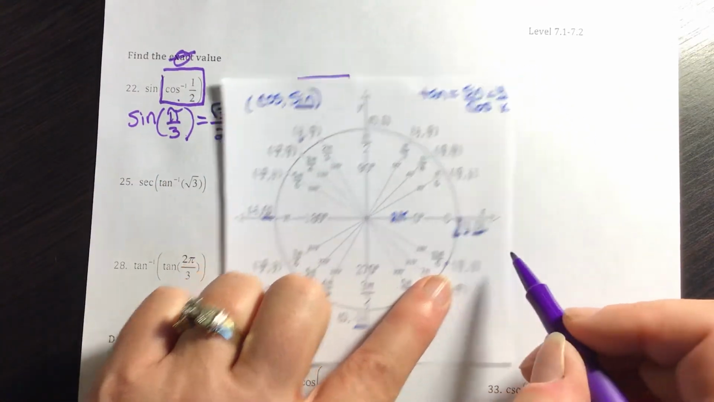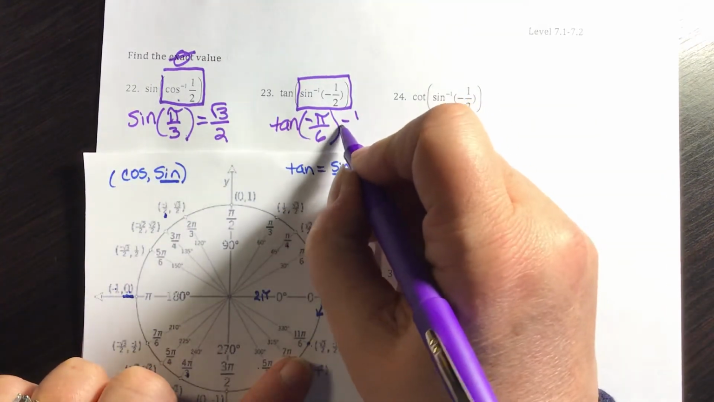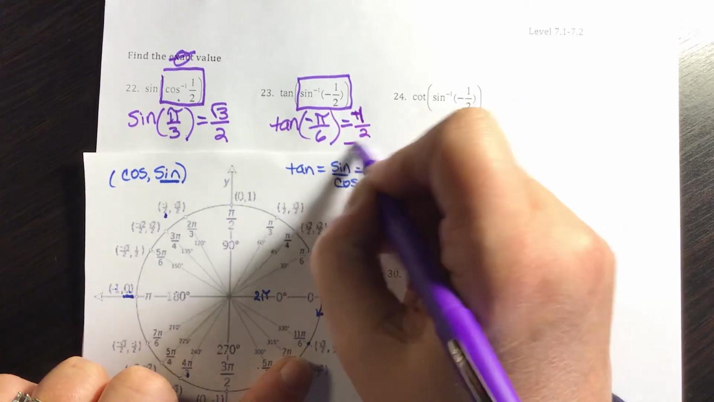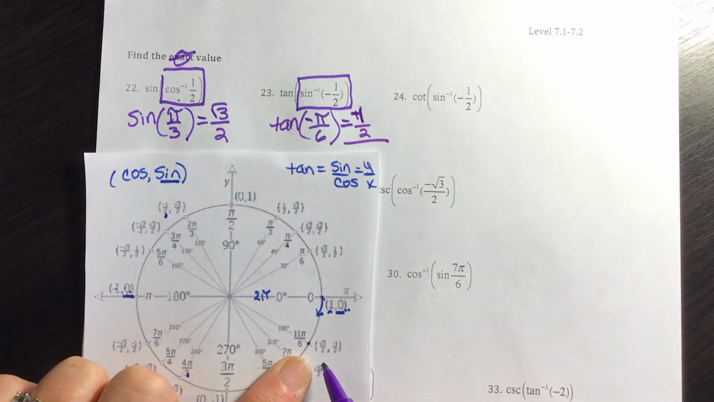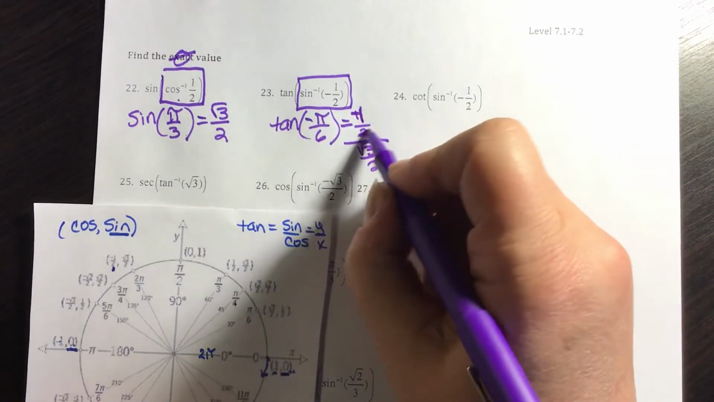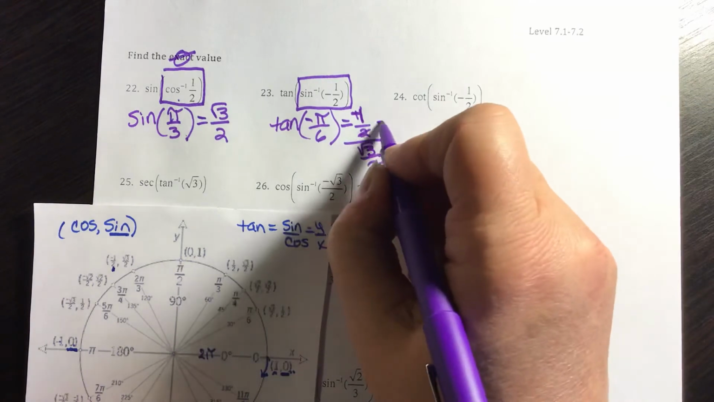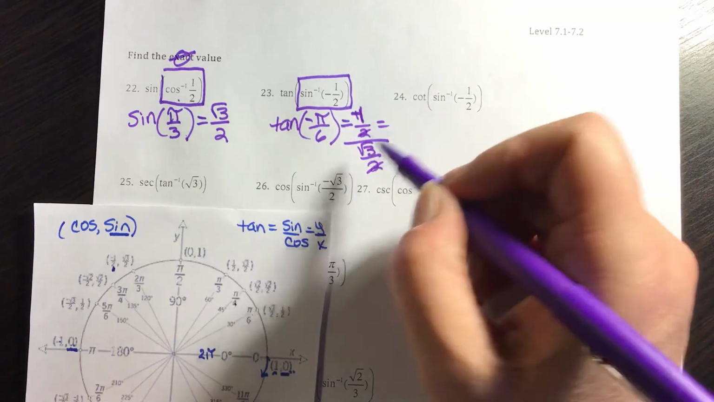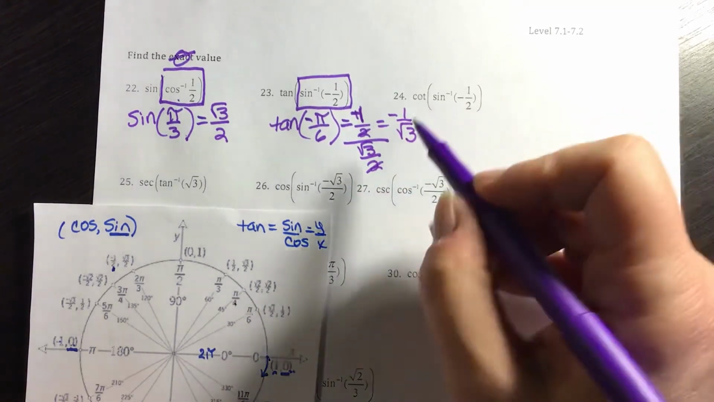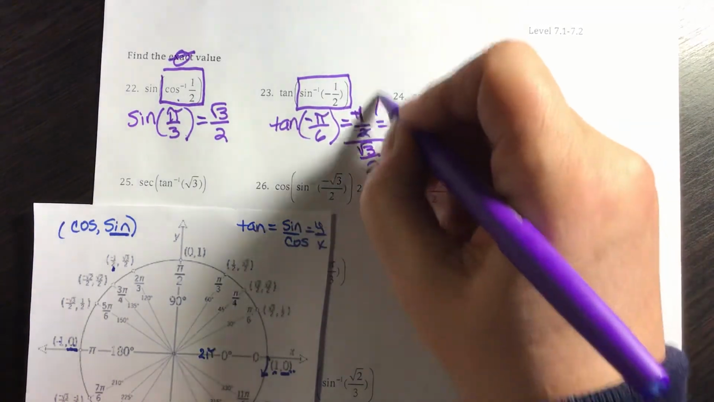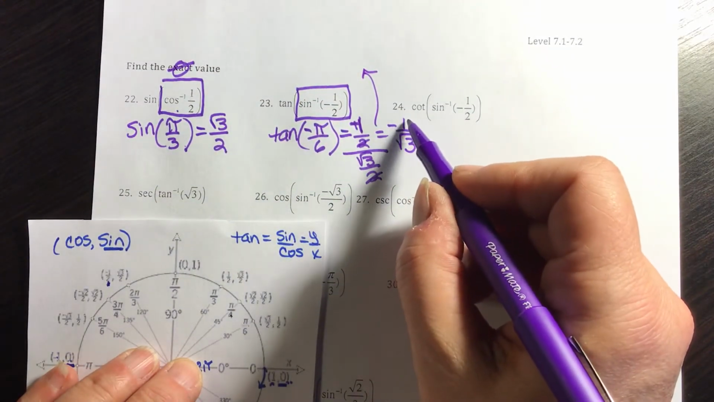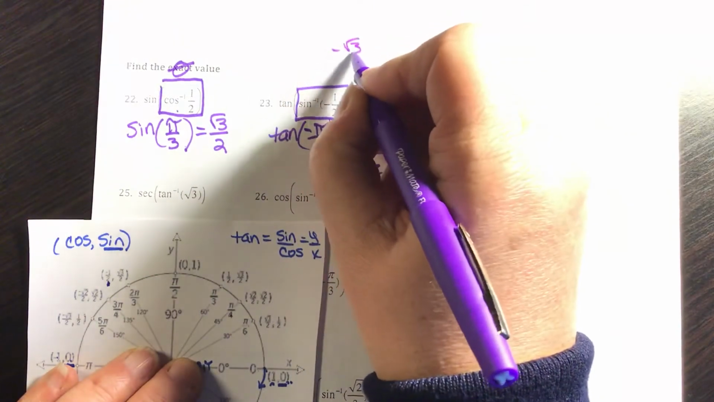So sine over cosine. I have negative 1/2 divided by square root of 3 over 2. So the 2's will cancel. So this gives me negative 1 over square root of 3. And if I rationalize my denominator, it's going to be negative square root of 3 over 3.